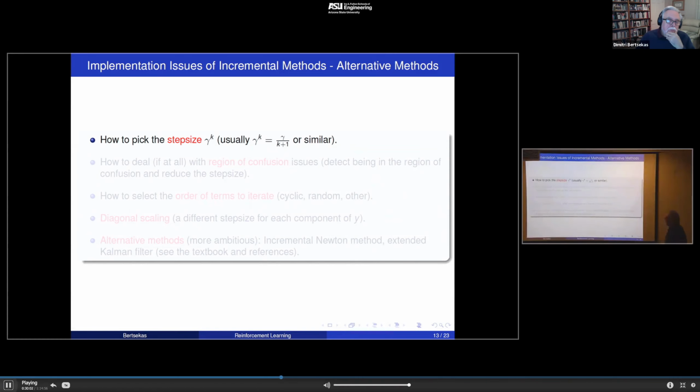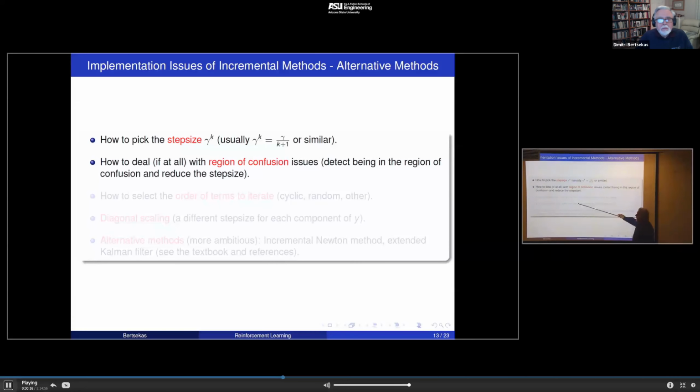There are several different types, and there is a lot of analysis around the different step size choices. Remember that the incremental method generally gets confused in a region around the minimum. So how do you deal with that? Is it possible to detect when the method is getting confused and reduce the step size? That seems like a good idea. And indeed, there are methods that adjust the step size by detecting whether you are in the region of confusion or whether you're not.